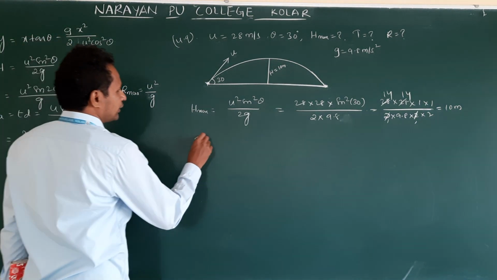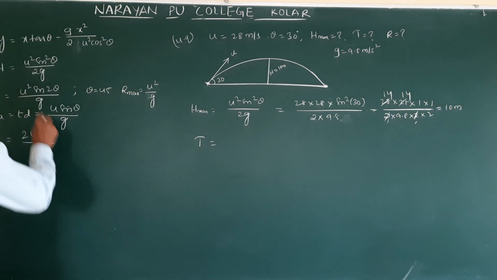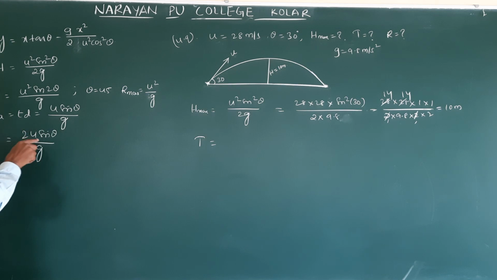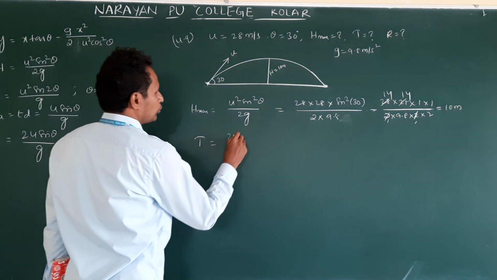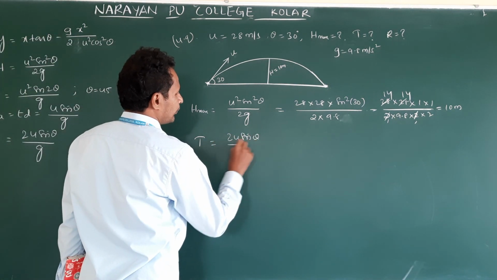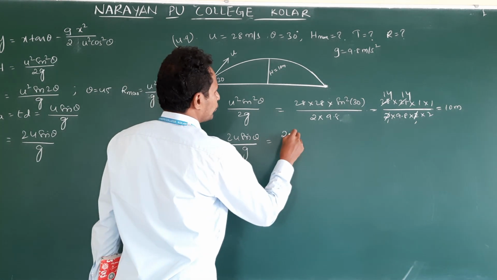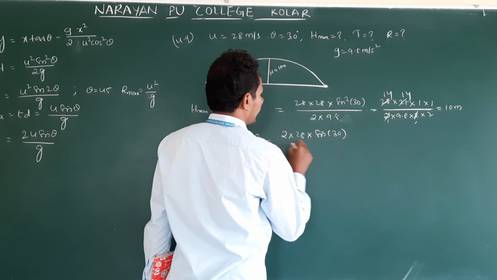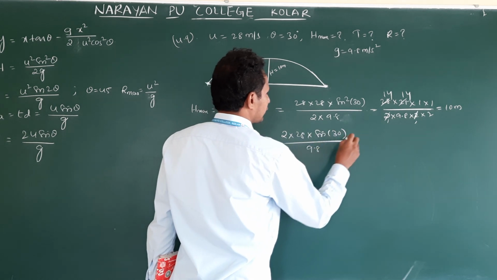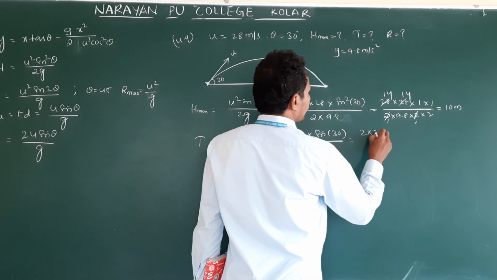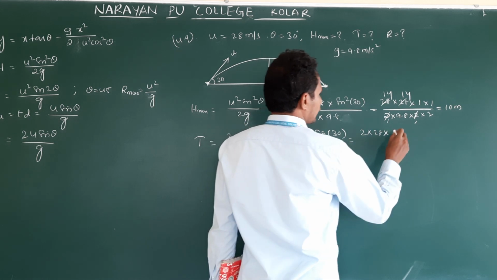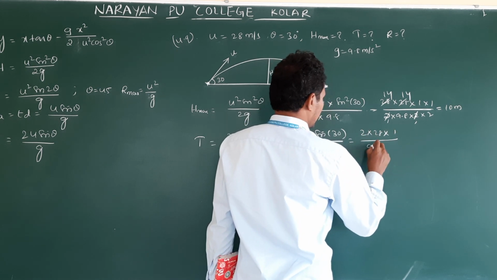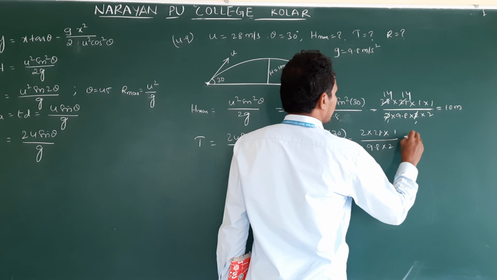Next, time of flight. T is equal to, what is the formula? 2u sin theta by g. 2u sin theta by g. So 2 into 28 into sin 30 by 9.8. This is equal to 2 into 28 into 1 by 2, over 9.8. Clear?